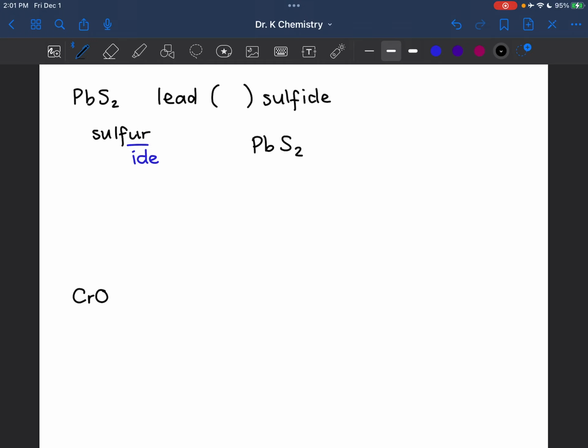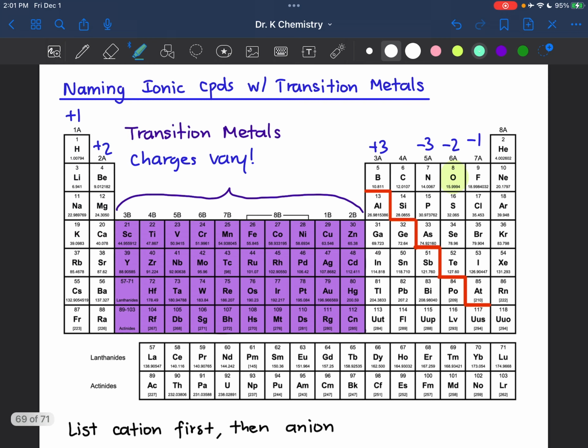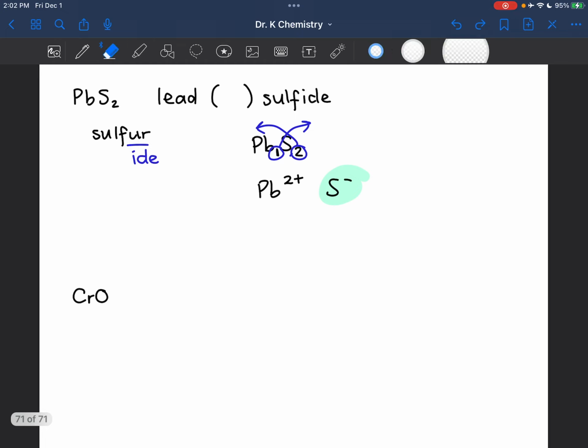So I can try using my uncrossing method. There's nothing listed after lead, so that would just be 1. And then I'm going to uncross my charges and see if that makes sense. So that would give me a charge of +2 on lead and a charge of -1 on sulfur. Let's use that anion and check if that charge makes sense. Sulfur is in group 6A, which means the charge on it is -2. So we see that that actually does not make sense.